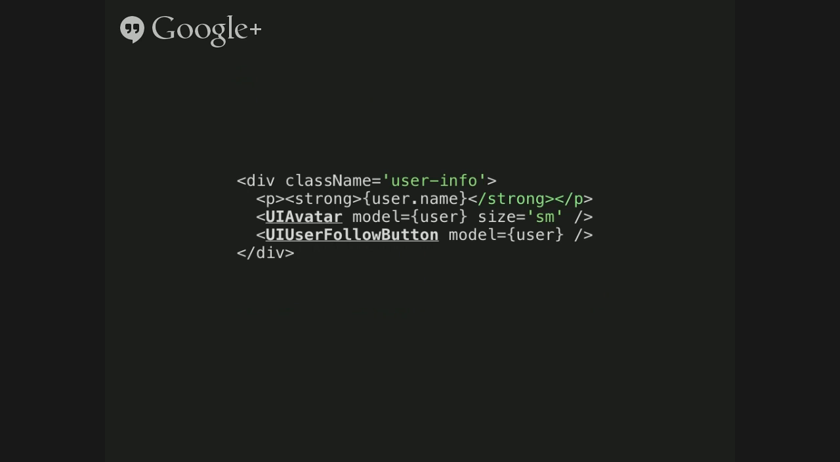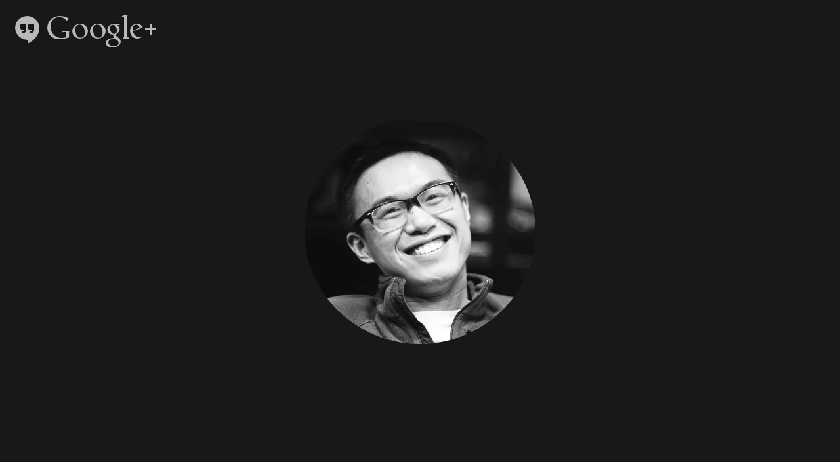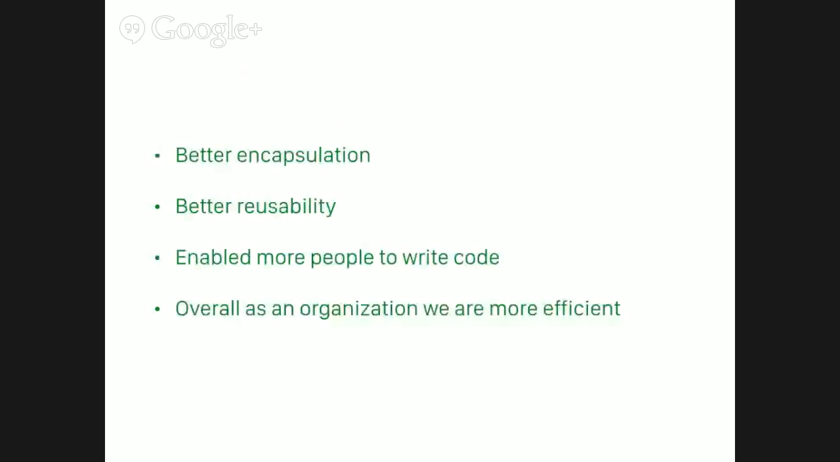With that, we get better encapsulation. Everyone is constantly thinking about how other people can reuse their views, so we have better reusability. And we actually enabled more people to write our code, because the front-end engineers can focus on maintaining the set of UI components, and other people can just use it. The UI component is really solid, while the other ones are not as. So overall, as an organization, we will be more efficient because of this technology.